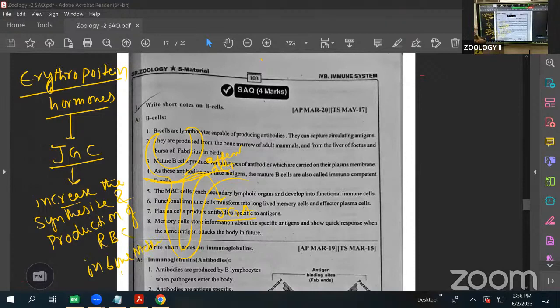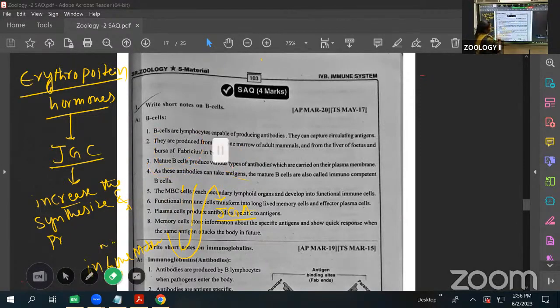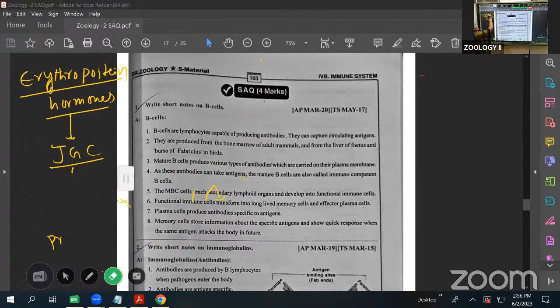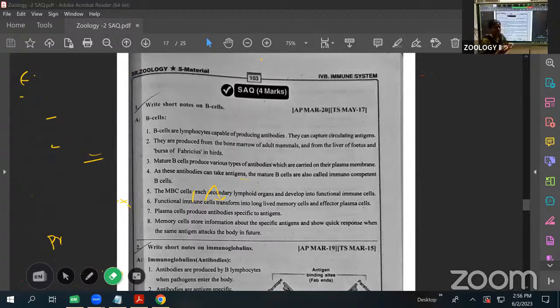With this, we complete the class. Tomorrow, same time, we will discuss more FAQs from this lesson, the immune system, two or three more FAQs. We will discuss them in tomorrow's class.